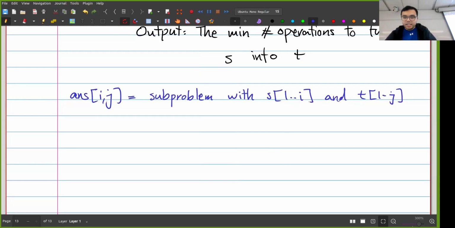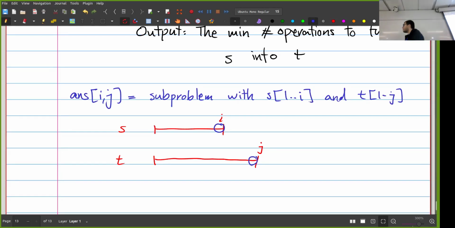So this is my S, and I'm looking at the first I letters. I don't care about anything that comes after that. And this is T, and I'm looking at the first J letters. Now let's look at the very last letter.